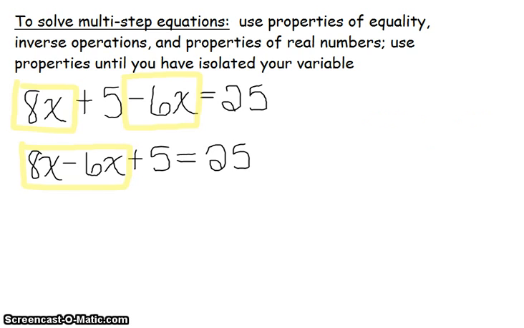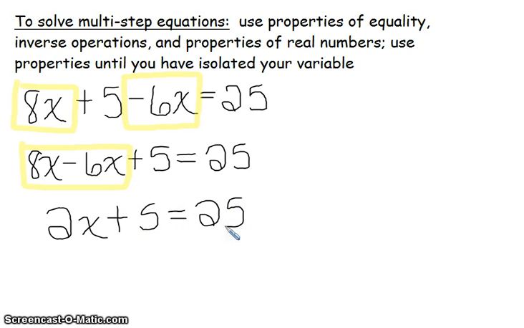And so if you subtract 8x and 6x, 8 minus 6, you would have 2x, and then still your plus 5 equals 25. Now some people skip this step here, which is fine. If you put a box or underline or whatever you need to do to identify your like terms, you should see 8x minus 6x, which again gives you 2x. But this is using the correct properties of real numbers to change the order of your equation.